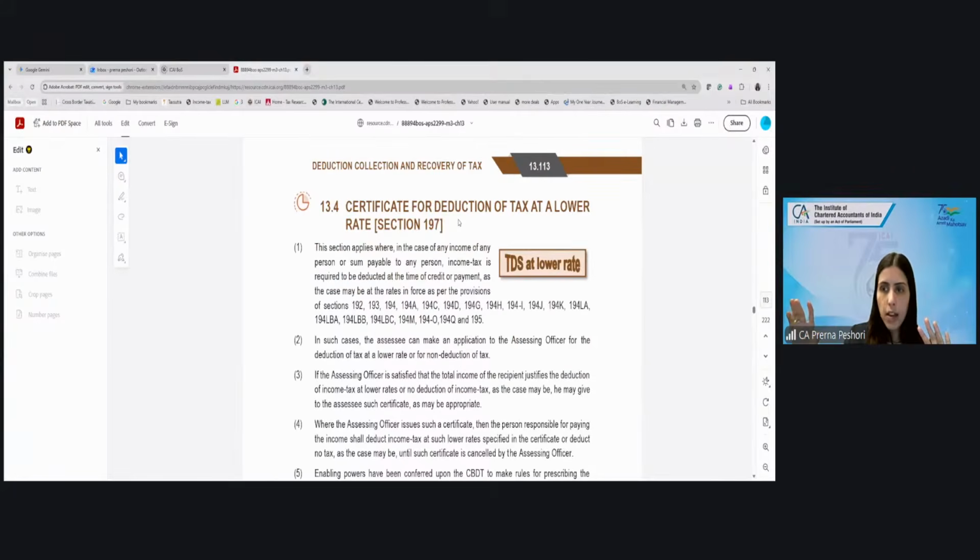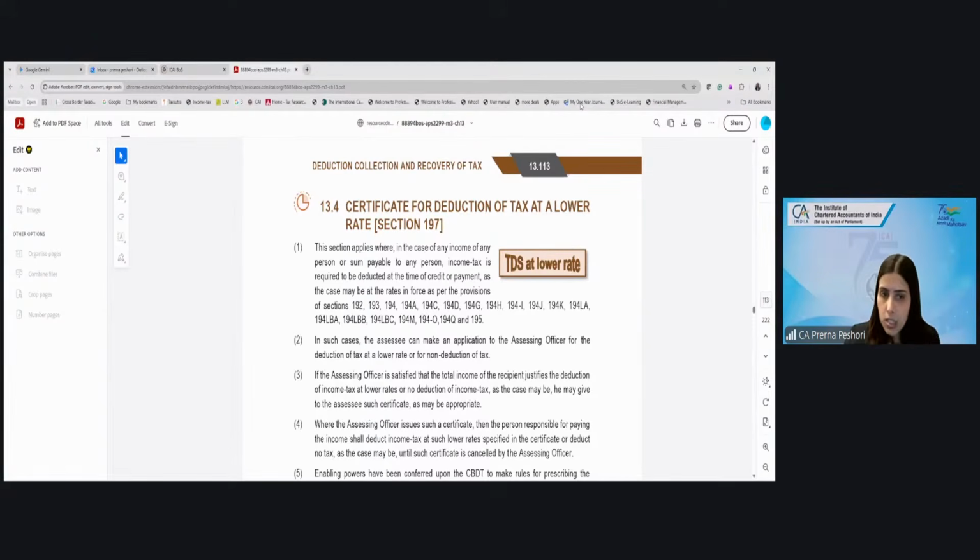Now, second is to claim the lower deduction. Let's say, for example, if you do not have income or you have income below taxable limit, then for all these sections, for salary, interest, dividend, contract payments, commission, insurance commissions, rent, professional fees, the e-commerce operator, you can apply for the lower deduction certificate. So basically you go to the AO, you say that my income doesn't justify this higher rate of tax deduction because my working capital will get blocked. The AO, if he is satisfied, will give a lower deduction certificate or a no deduction certificate.